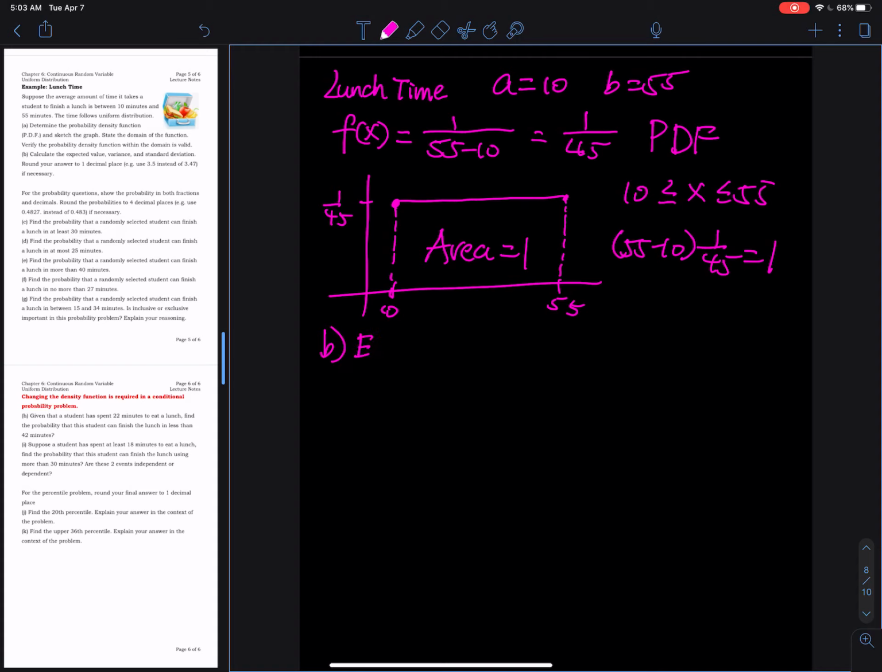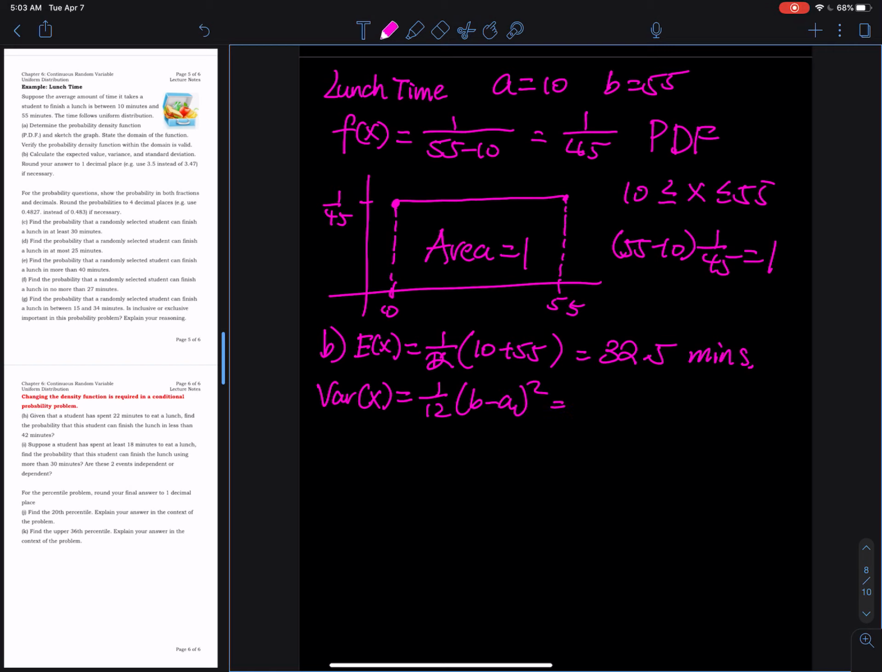So the expected value is 1/2 times A plus B, 10 plus 55 divided by 2, that is 32.5, and this one is in minutes. And then the variance is 1 over 12, B minus A squared. So that is 1 over 12, 55 minus 10 squared. And then you do all the math.